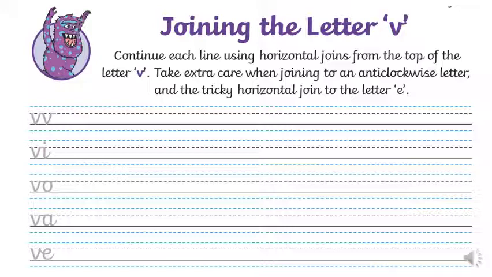To begin with, we'll practice our handwriting and we're looking at joining the letter V. So you've got 5 different joins there. I'd like you to pause the video and, as neatly as you can, have a go at these 5 different joins.